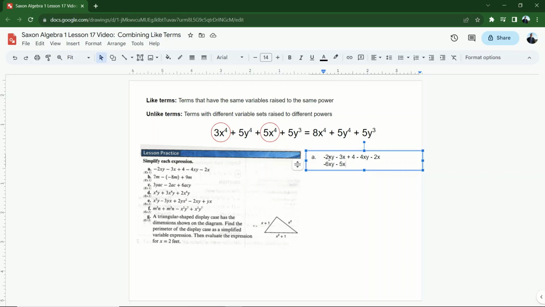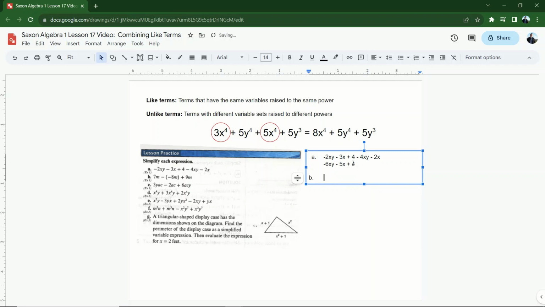Here, the first time I subtracted coefficients, and then 4 can't be added to anything because it doesn't have a variable, so its variable set is blank. I can only add other numbers to 4 that have a blank variable set. And that's how we do letter A. Let's move on to letter B.